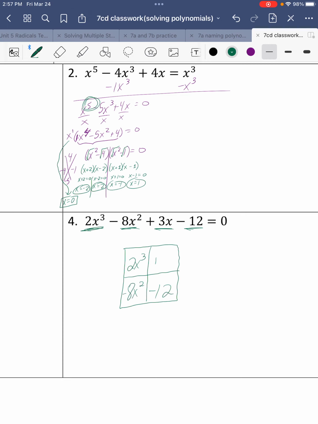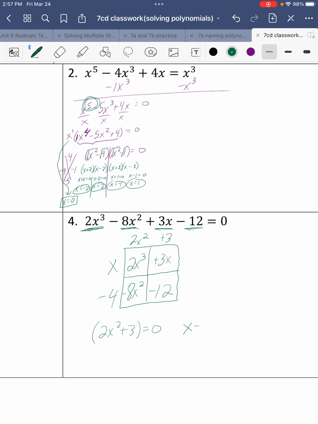So the first term goes in the top left, last term bottom right. We get negative 8x squared and a positive 3x. Those can go in either, doesn't matter where you put them. Greatest common factor of the bottom row is negative 4. Top row is x. Last column is positive 3. And the first column is 2x squared.